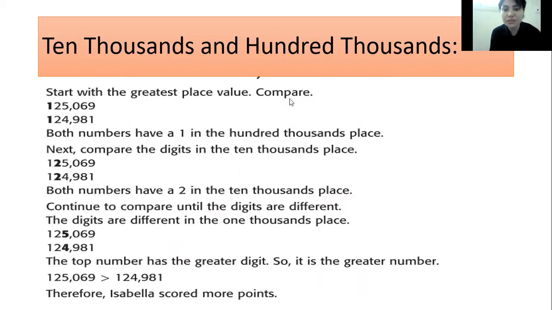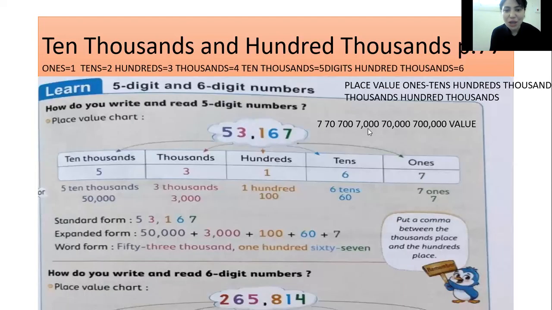Start with the greatest place value. I compare the two digits. Both numbers have a 1 in the 100,000 place. Next, compare the digits in the 10,000 place. Both have 2 in the 10,000 place. Continue to compare until the digits are different. The digits are different in the 1,000 place, 125, 124. So the top number has the greater digit, so it is the greater number. Therefore, Isabella scored more points. Here is our beautiful book, 10,000s and 100,000s.